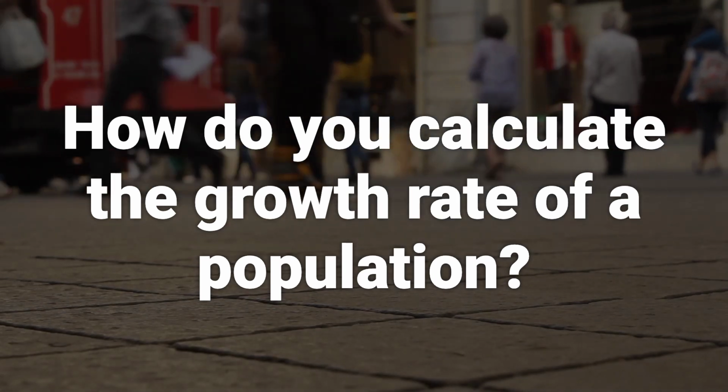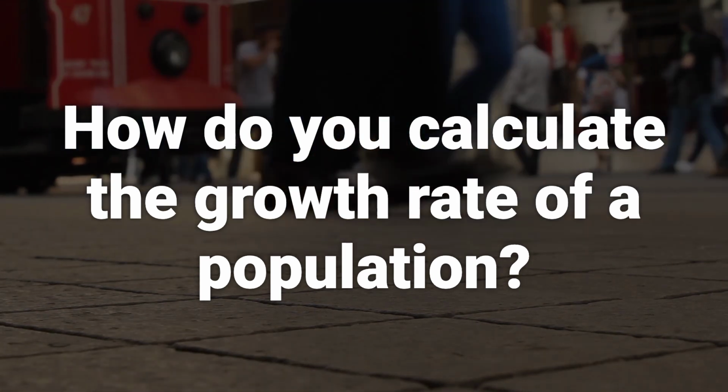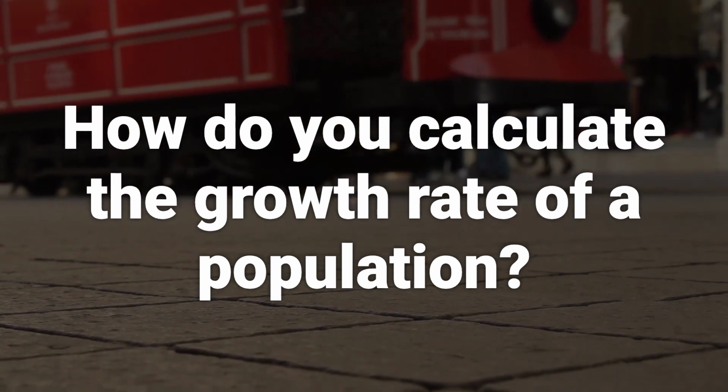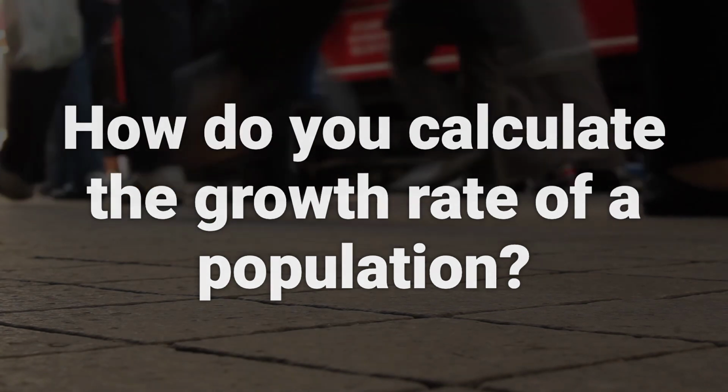Like any other growth rate calculation, a population's growth rate can be computed by taking the current population size and subtracting the previous population size. Divide that amount by the previous size.